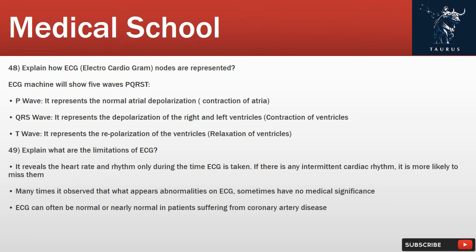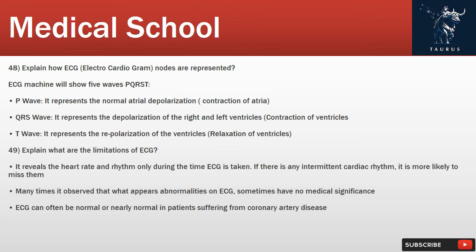48. Explain how ECG electrocardiogram waves are represented. The ECG machine will show 5 waves, PQRST. P wave: it represents the normal atrial depolarization, contraction of atria. QRS wave: it represents the depolarization of the right and left ventricles, contraction of ventricles. T wave: it represents the repolarization of the ventricles, relaxation of ventricles.